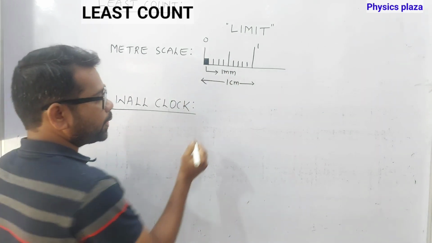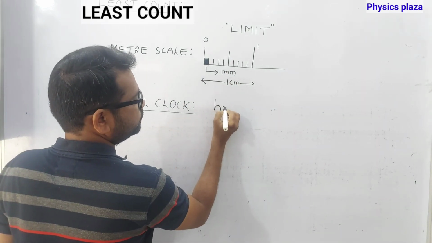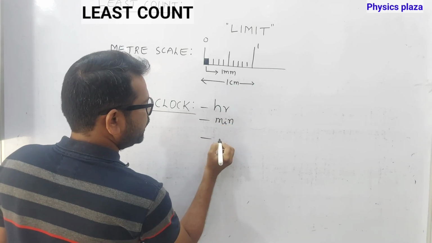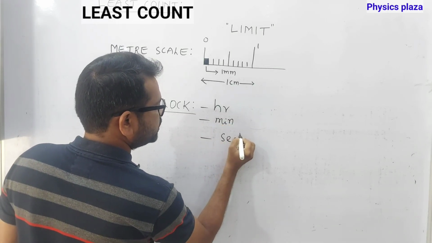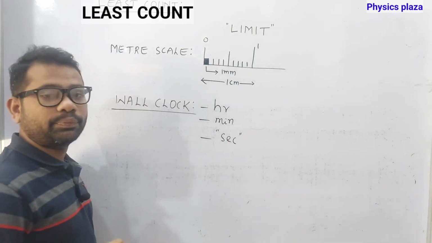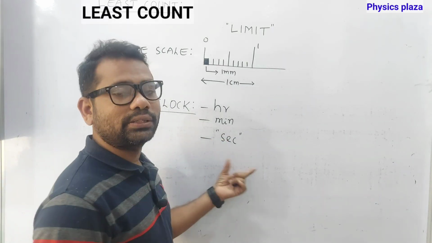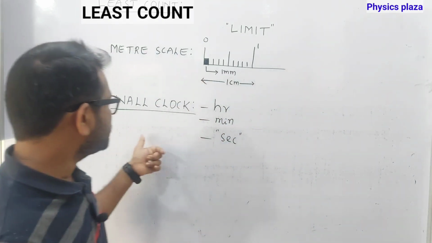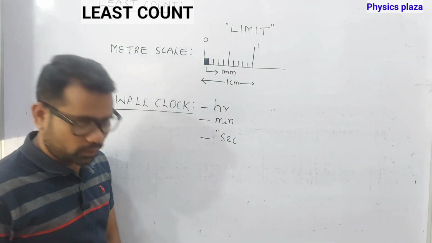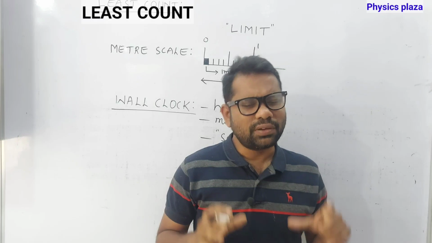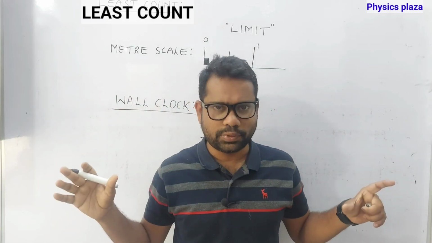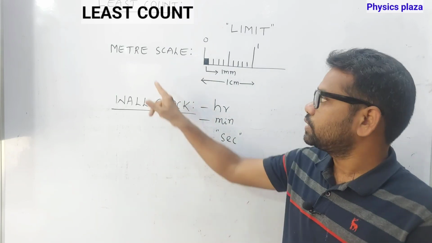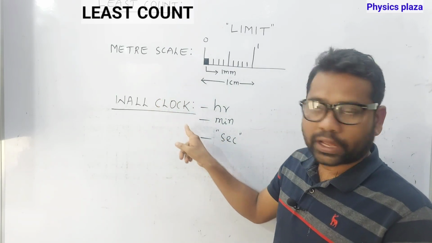By using a wall clock, you can measure in hours, you can measure in minutes, and at last you can measure seconds only. But we cannot measure time less than 1 second by using a normal wall clock. So with these two examples, of course, we have n number of examples, but here we have taken two devices. One is a meter scale, another is a wall clock.